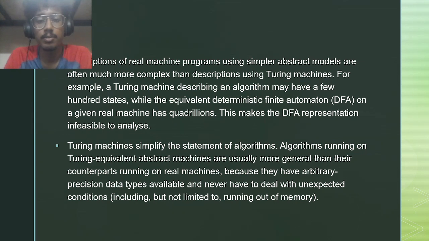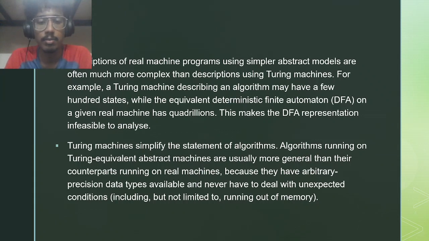Descriptions of real machine programs using simpler abstract models are often much more complex than descriptions using Turing machines. For example, a Turing machine describing an algorithm may have a few hundred states, while the equivalent deterministic finite automaton on a real machine has quadrillions. This makes the DFA representation infeasible to analyze.